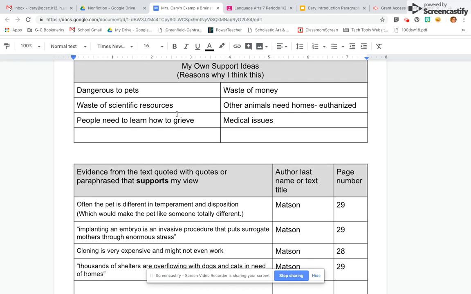So I tried to think on my own of ways this would be bad. And this is what I came up with. So I put it in the boxes. Probably want to try to have at least 4 of your own ideas, but I gave you 8 boxes in case. The more ideas you can come up with, the better.